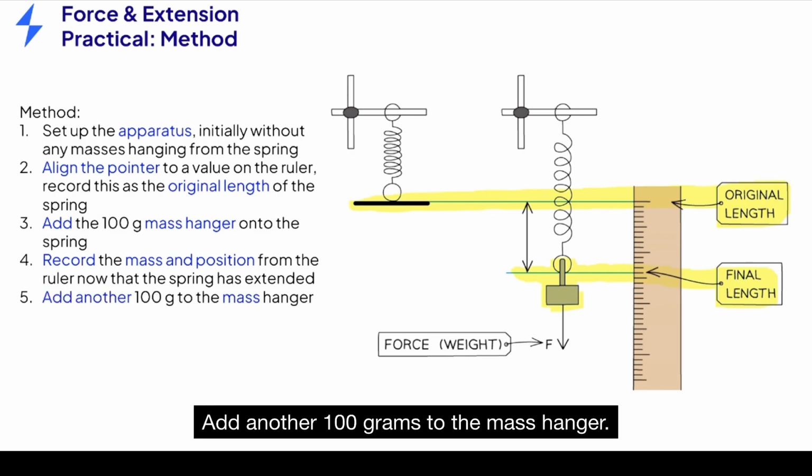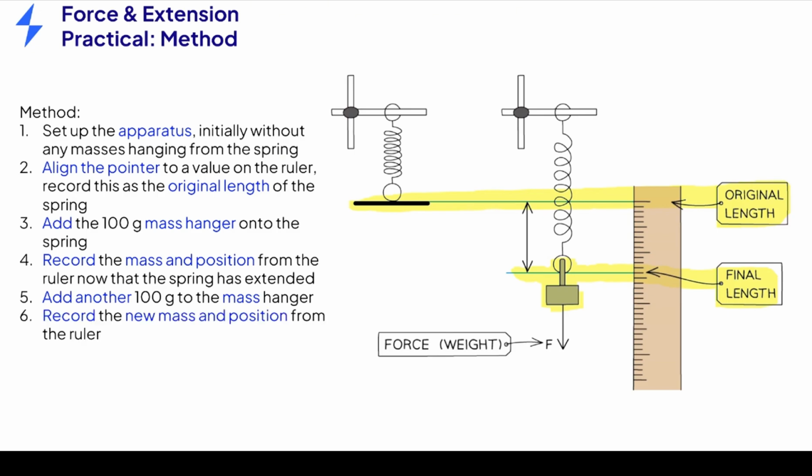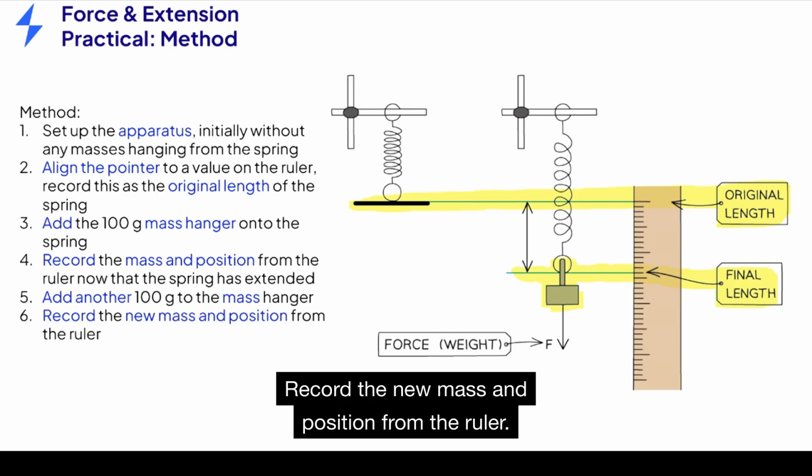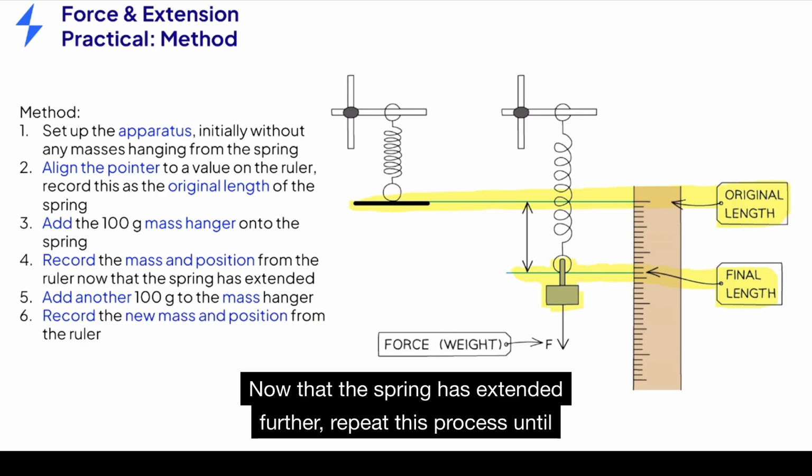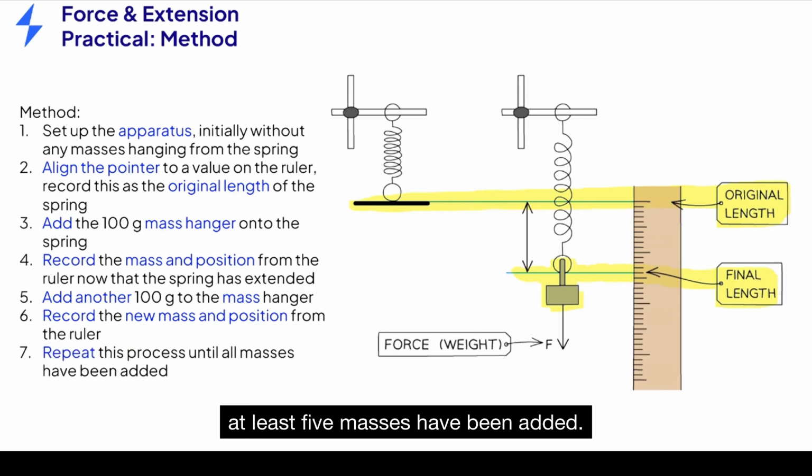Add another 100 grams to the mass hanger. Record the new mass and position from the ruler now that the spring has extended further. Repeat this process until at least 5 masses have been added. An example table of results looks like this.